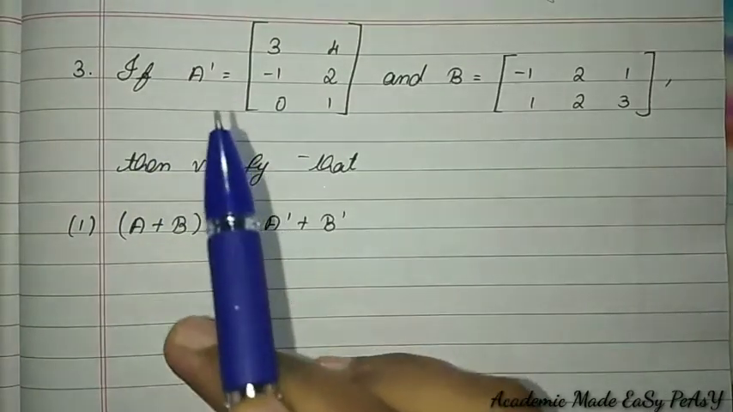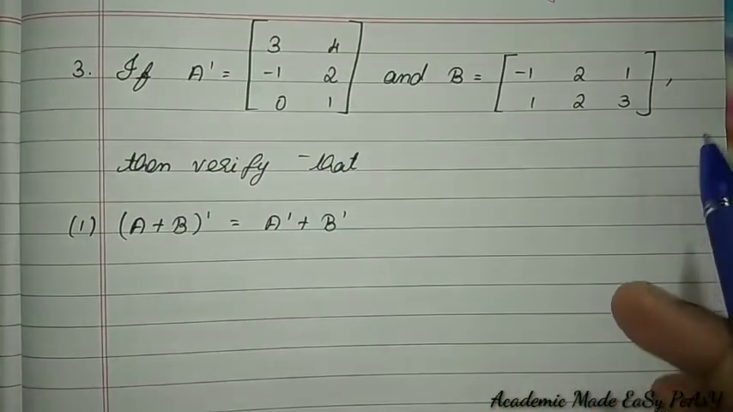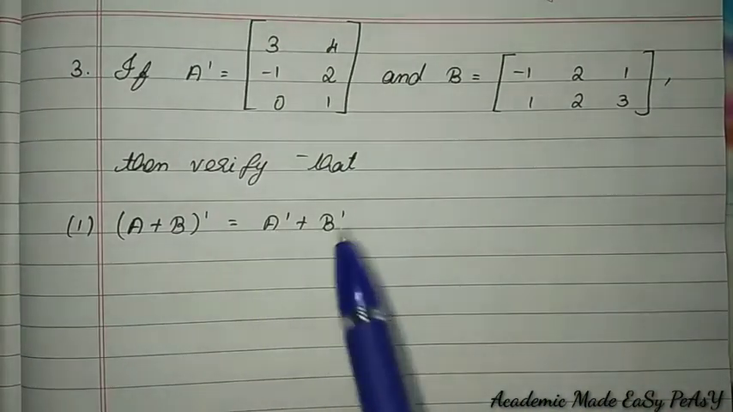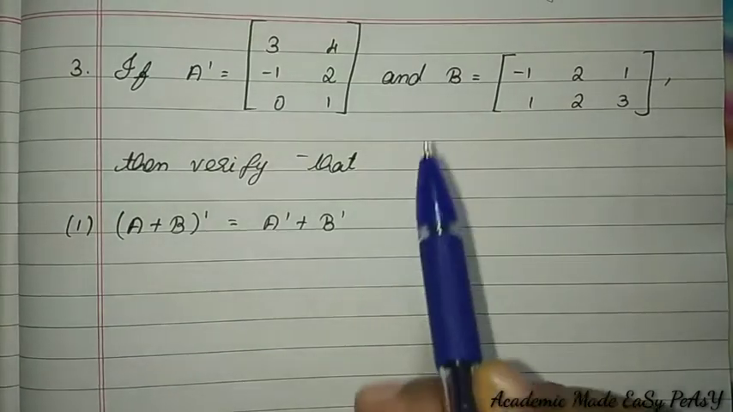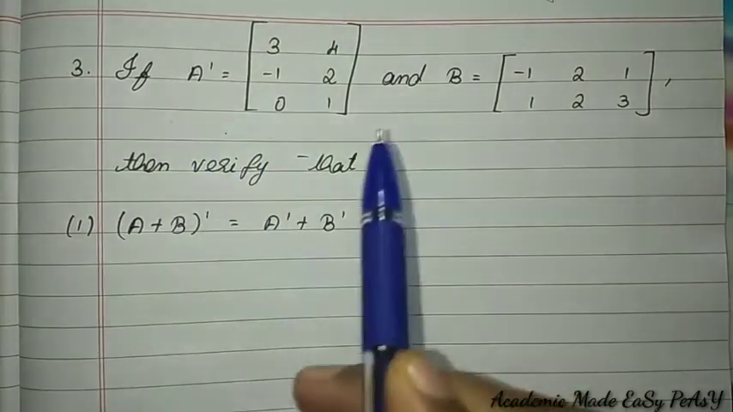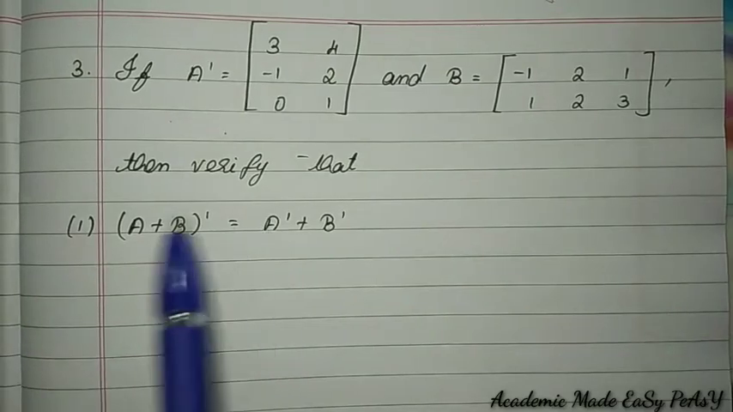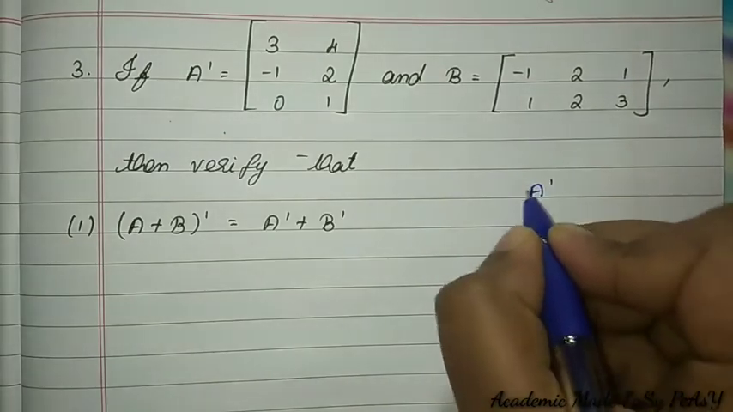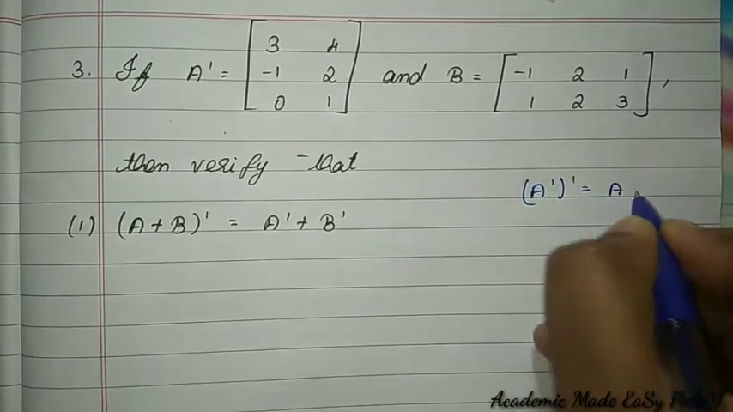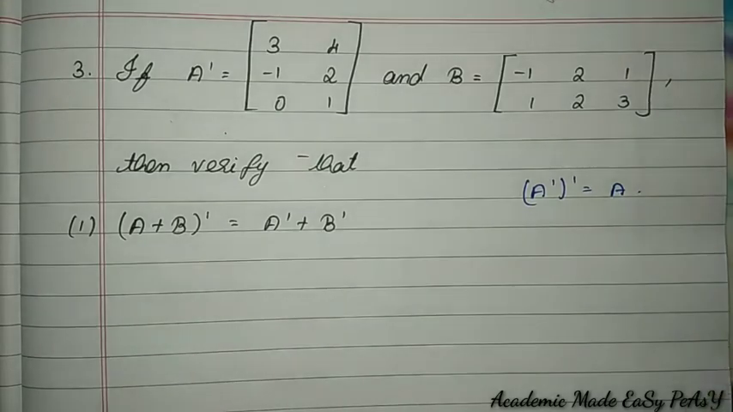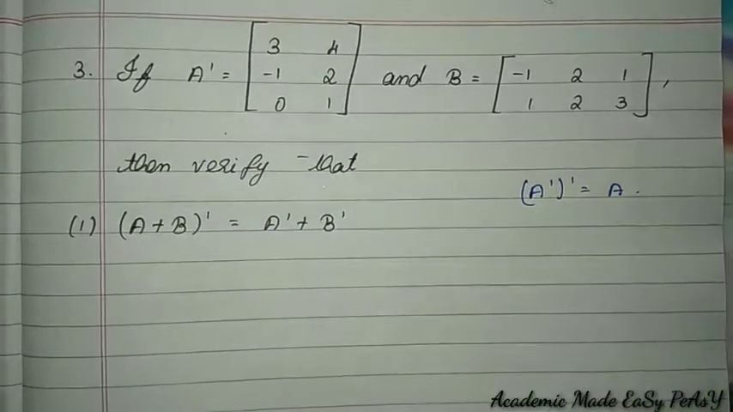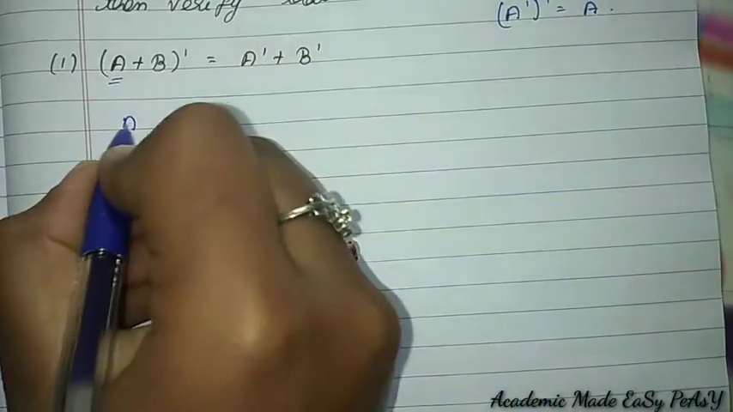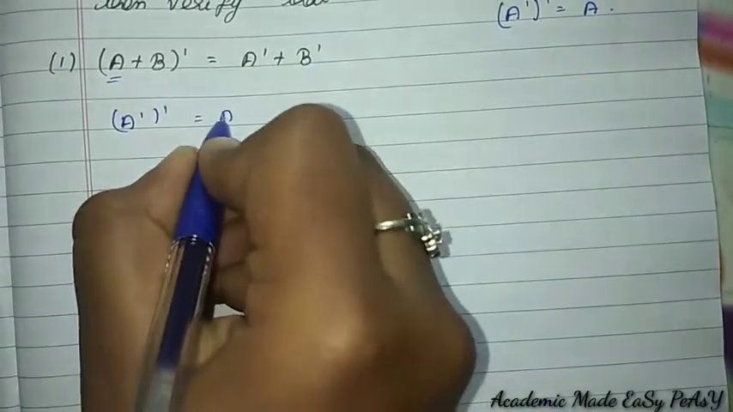Question 3. If transpose A matrix and B matrix are given, then we have to verify that A plus B the whole transpose is equal to A transpose plus B transpose. You see here only A transpose is given. A is not given. We also know the property that A transpose the whole transpose is equal to A, no? We will be using that only to find my A. So now here we have only A, no? So A transpose the whole transpose is equal to A.